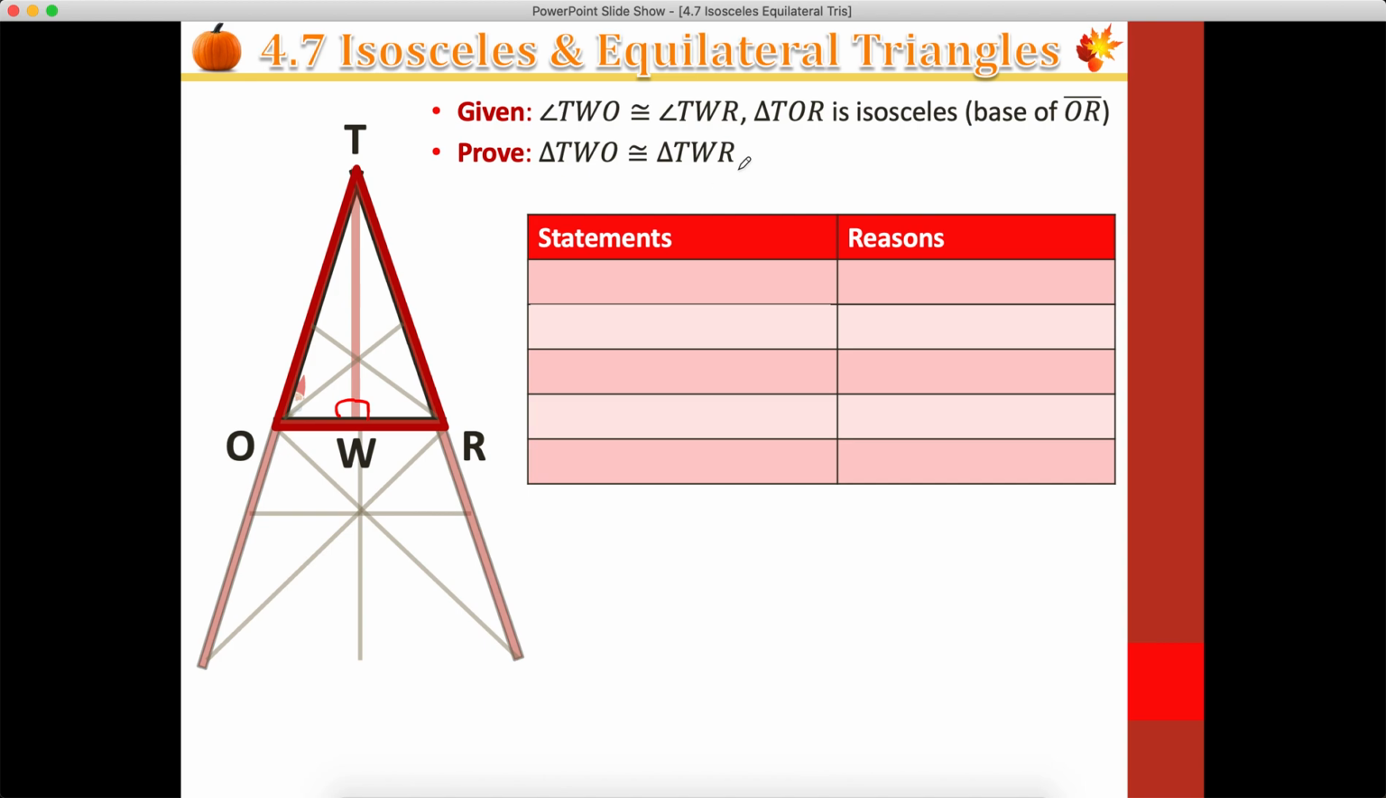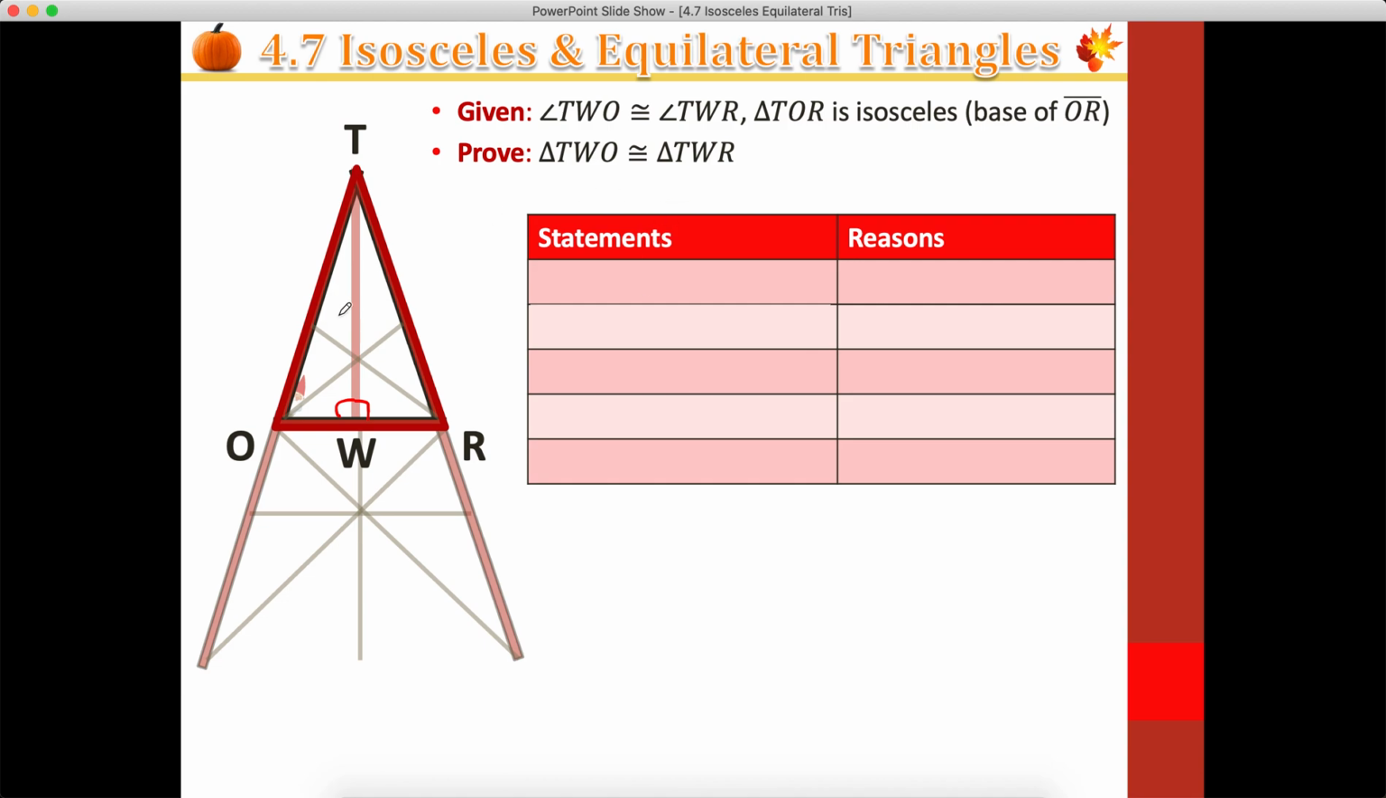It is very important that we acknowledge what the base is here, because if we're not going to just use our eyeballs and go based on what it looks like, then we don't know what two sides are congruent, or if all three are. So identifying OR as the base is a necessary step here. What I want to show is that triangle TWO, essentially the left half, is congruent to TWR, the right half. It spells tower, by the way, without the E.